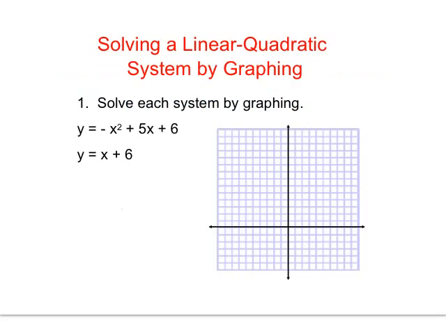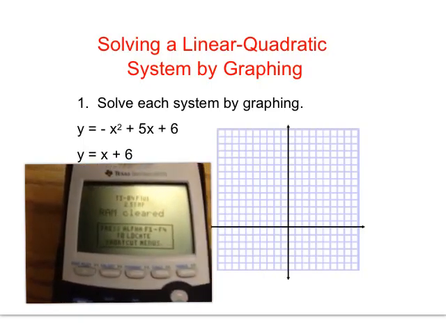Okay, looking at this first problem, it says to solve each system by graphing. If we look at our first equation, you'll notice that the first one has a highest exponent of 2. That means this is a quadratic equation. And the second one is a linear equation. We're going to let our graphing calculator assist us in graphing these two functions and then finding the intersections. So let's take a look at our graphing calculator.